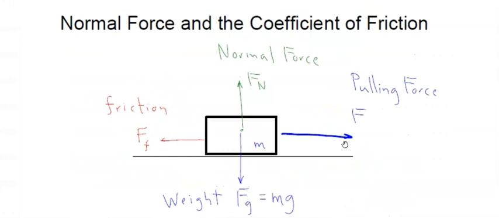So in summary, we see that there are two relationships. A horizontal relationship between pulling force and friction. They happen to be equal and opposite when you're moving at a constant speed. And a vertical relationship that shows that the normal force is equal to the weight when the surface is flat.